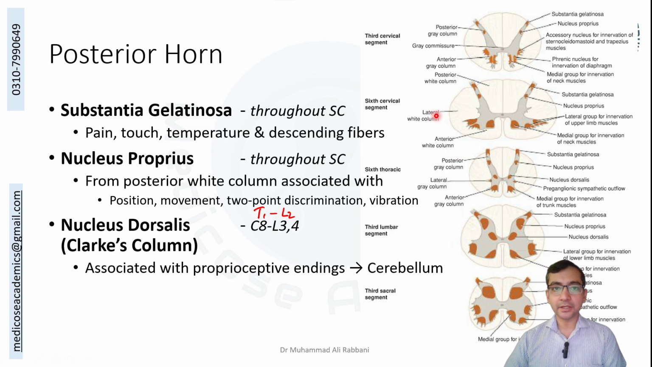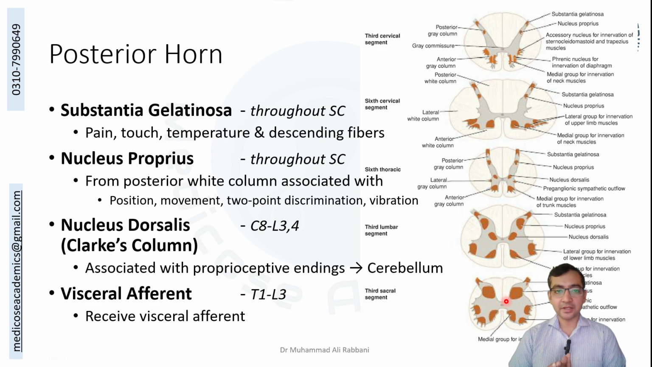You can see the Clark's column, and you can only see it in the thoracic segment. It is not visible in the cervical segments. It is in the lumbar segment. It is not visible in the sacral segment. This is actually a relay center for all the proprioceptive information, the position, tension, muscle length, movements, and the info from the skin that relays through this nucleus on the way to the cerebellum.